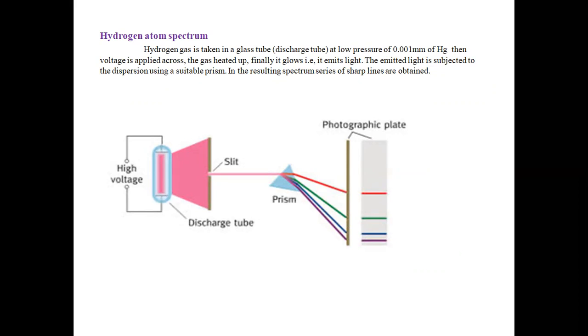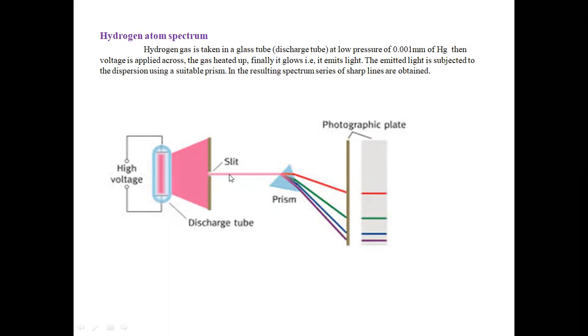Then the gas heats up. When the gas heats up, it glows. It glows, that is, it emits light. The emitted light is made to pass through this slit. When we are applying the voltage across this hydrogen gas, it emits light, and the emitted light is passed through this slit.